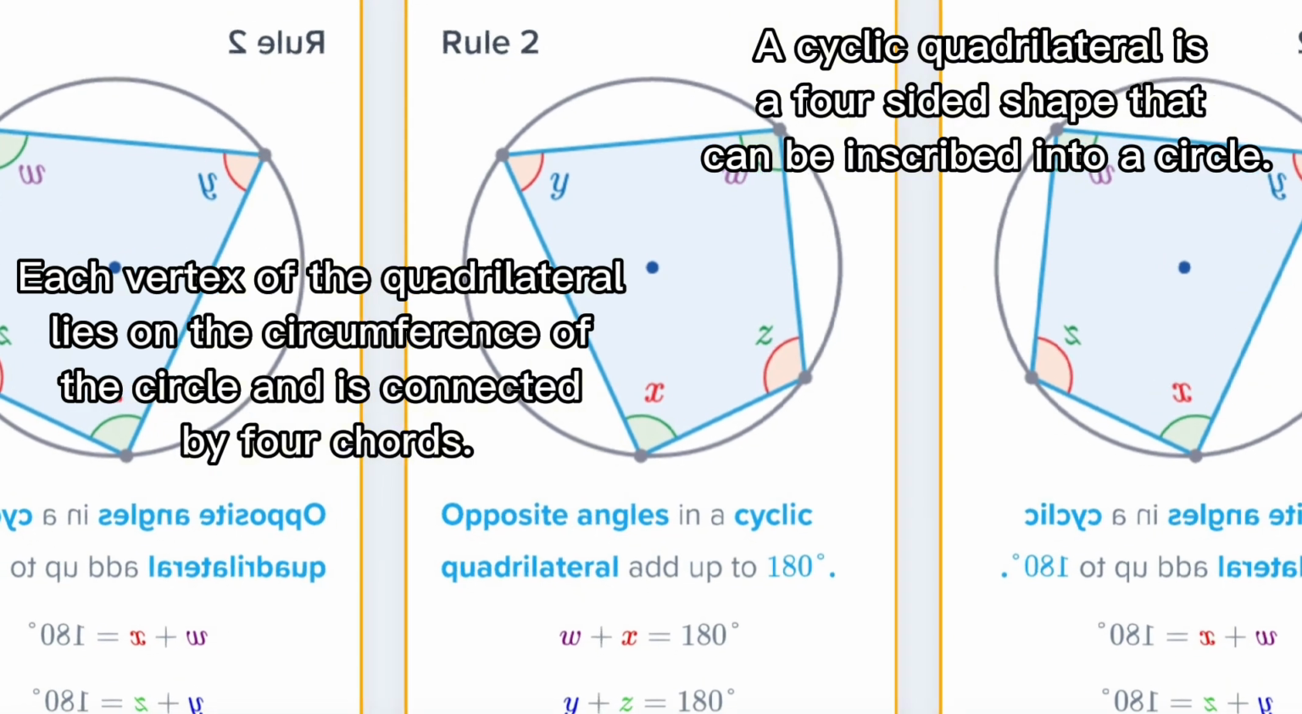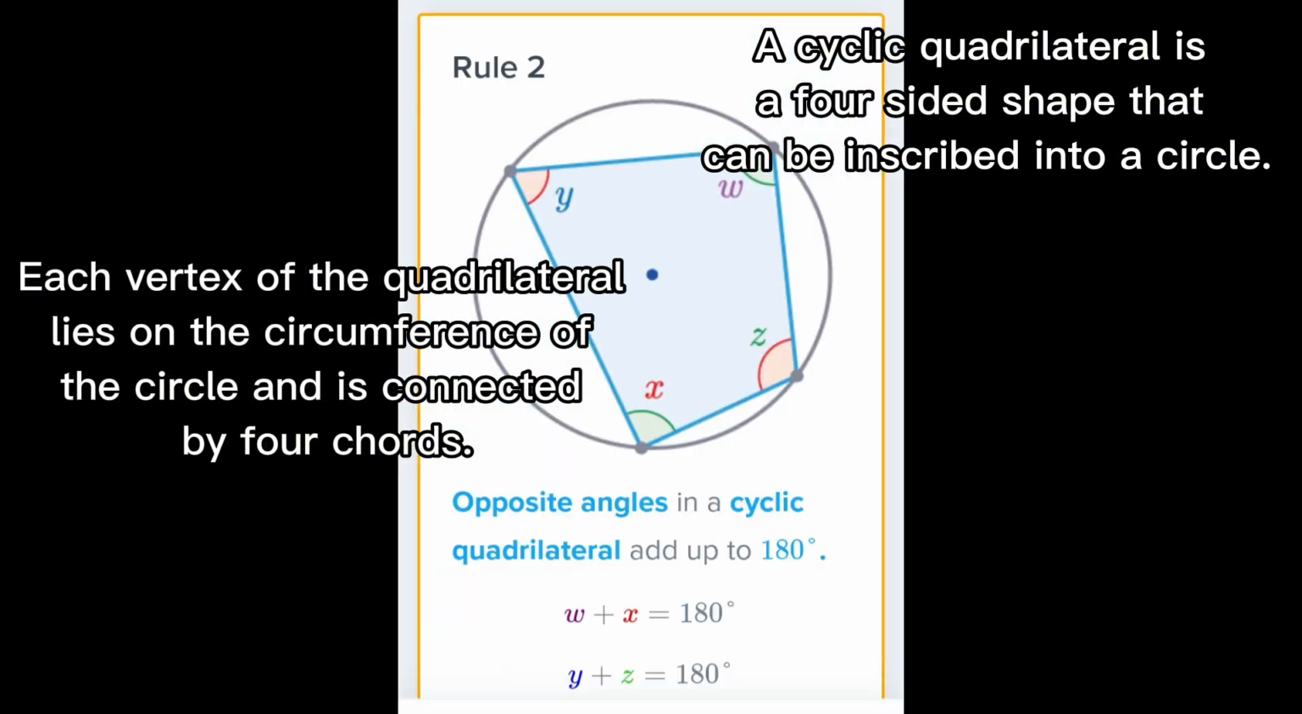A cyclic quadrilateral is a quadrilateral whose 4 vertices are located on the circumference of the circle. Or you can see that this quadrilateral is formed by 4 chords.